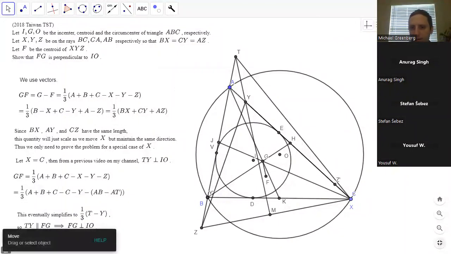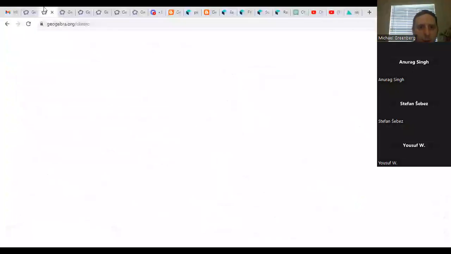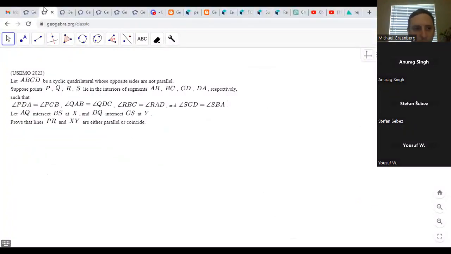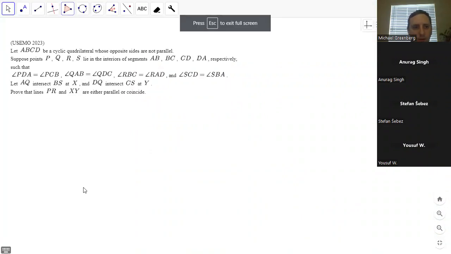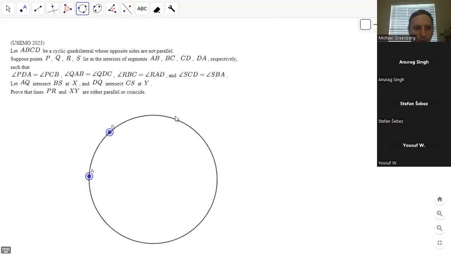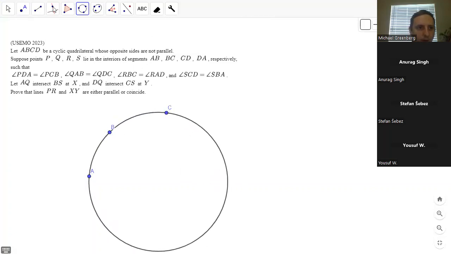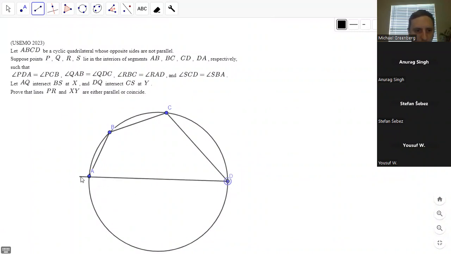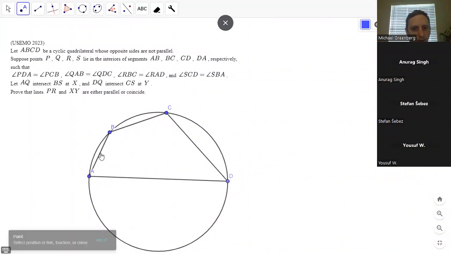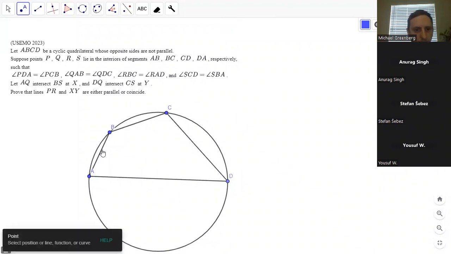So yeah, this is just a lot of vectors. So Yusuf sent me this problem. This is from the USAMO. So we have a cyclic quadrilateral where the opposite sides are not parallel, and then PQRS are in the interiors of the segments, and we have that condition. So let's think about that. P is on AB, so PDA equals PCB.